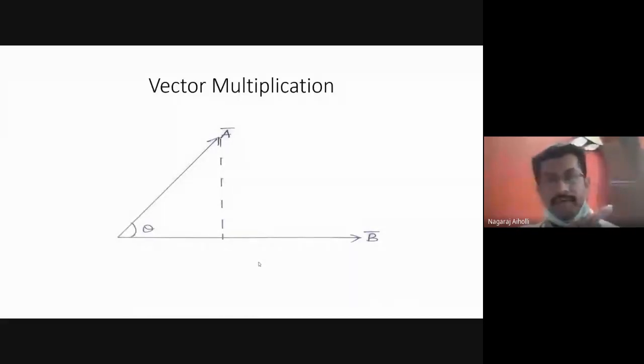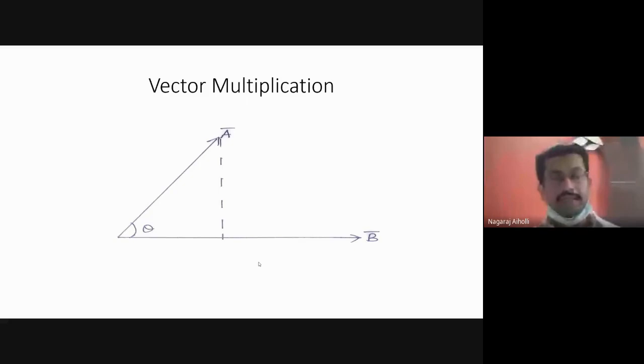So we have one vector A bar and then B bar. I'm taking the angle theta, so cos theta is the adjacent side divided by the hypotenuse. I want the adjacent side, and that is the projection. That adjacent side is given by cos theta multiplied by vector A. That is how I get the projection of vector A on vector B.